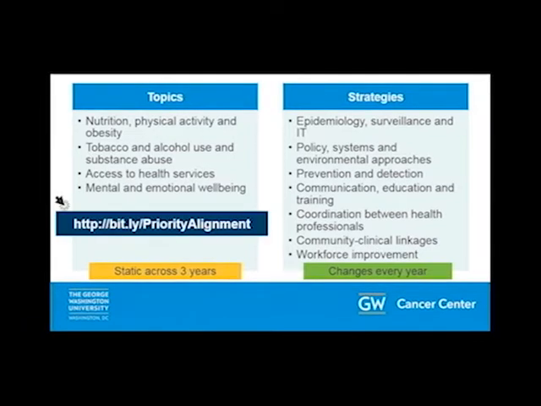And these chronic disease risk factors and strategies were informed by national and local data compiled in state profiles by GW Cancer Center, as well as national priorities and windows of opportunity. And you can read more about this GW Cancer Center resource called State Cancer Plan Priority Alignment Resource Guide and Tool by clicking on the bit.ly or visiting that bit.ly on your own.